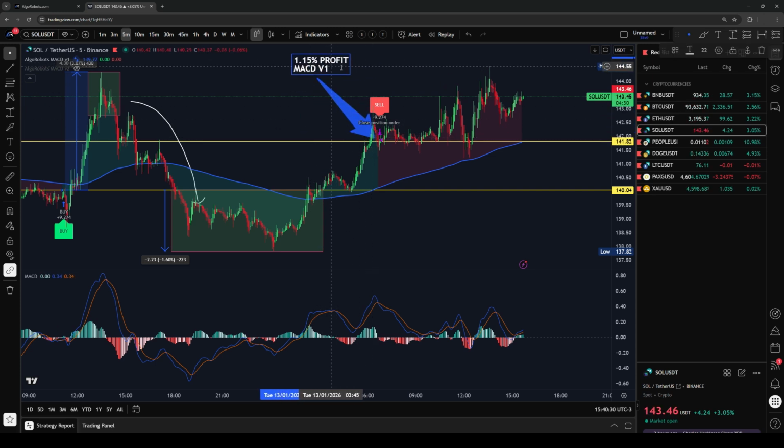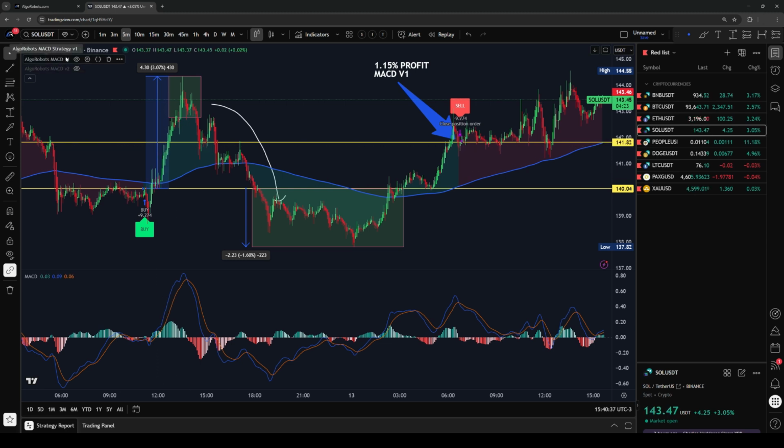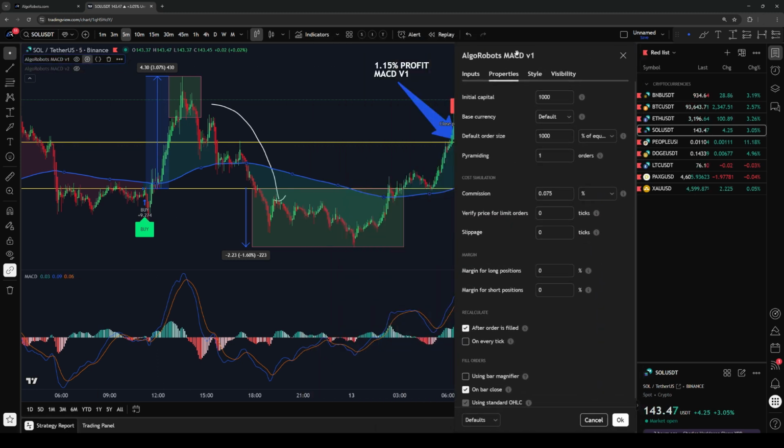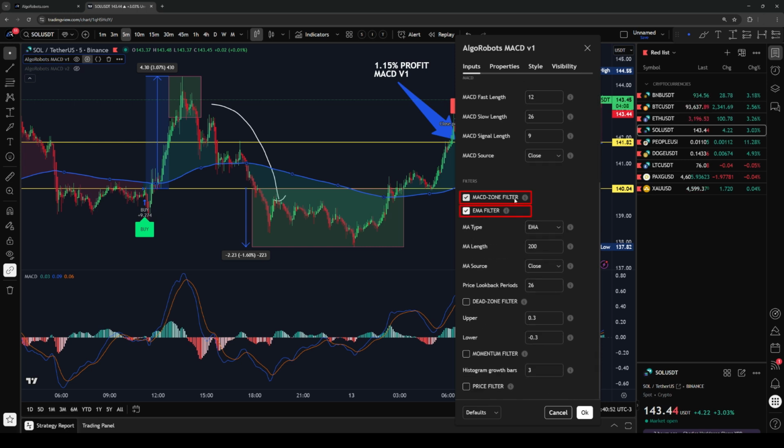Clearly marked by the sell signal on the chart, MACD Strategy version 1 was running on the SOL-USDT pair using the configuration shown in the settings panel. Specifically, this setup included the MACD zone filter and the EMA filter.